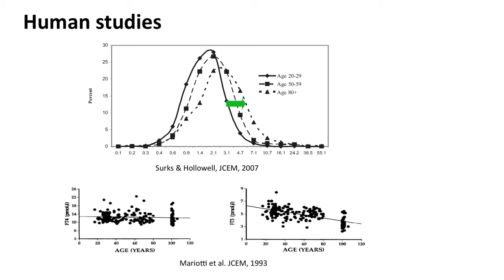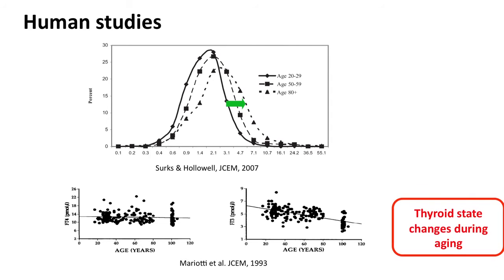Studies reported by Dr. Mariotti in the 90s show that although T4 levels do not really change, T3 levels decline throughout life. And this has been consistently reported in many other studies as well. And together with an increase in reverse T3 concentrations, this suggests that peripheral metabolism of thyroid hormone is changed during aging. So from this slide we can conclude that thyroid state changes during aging.